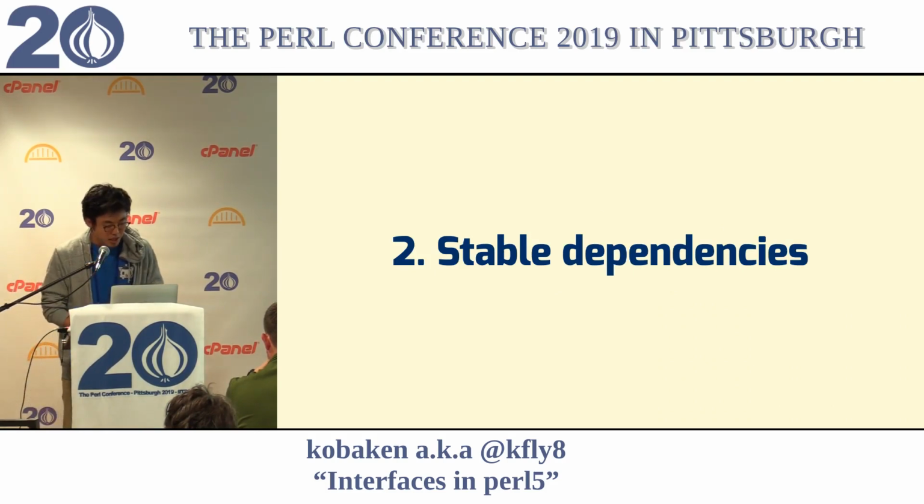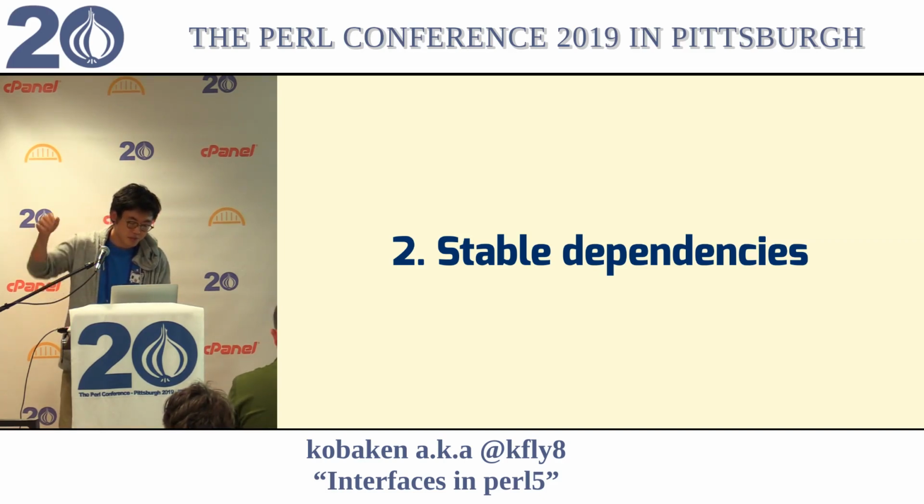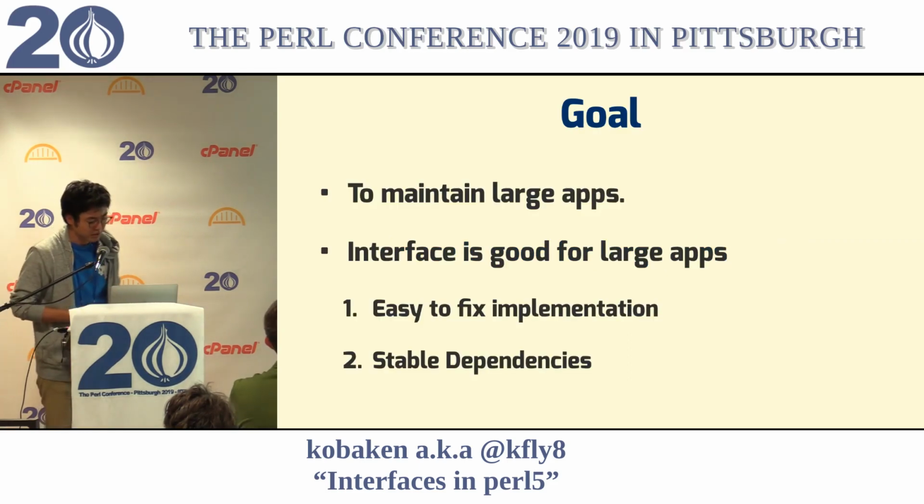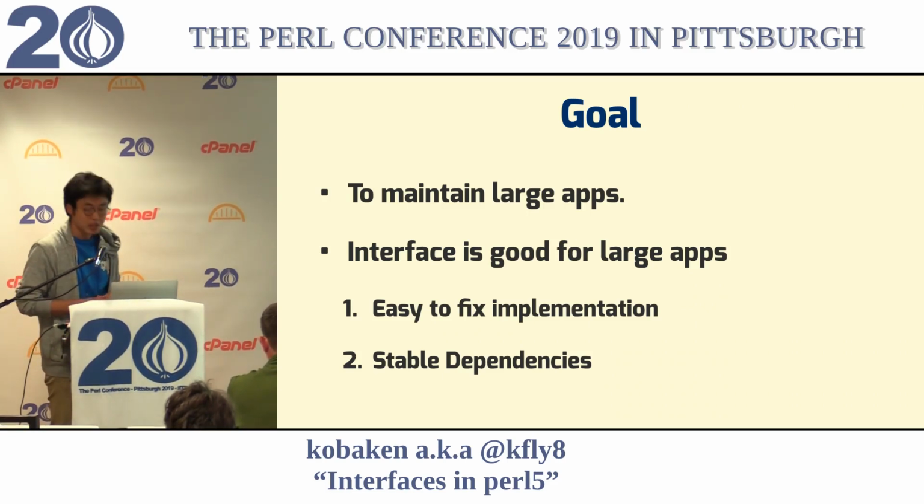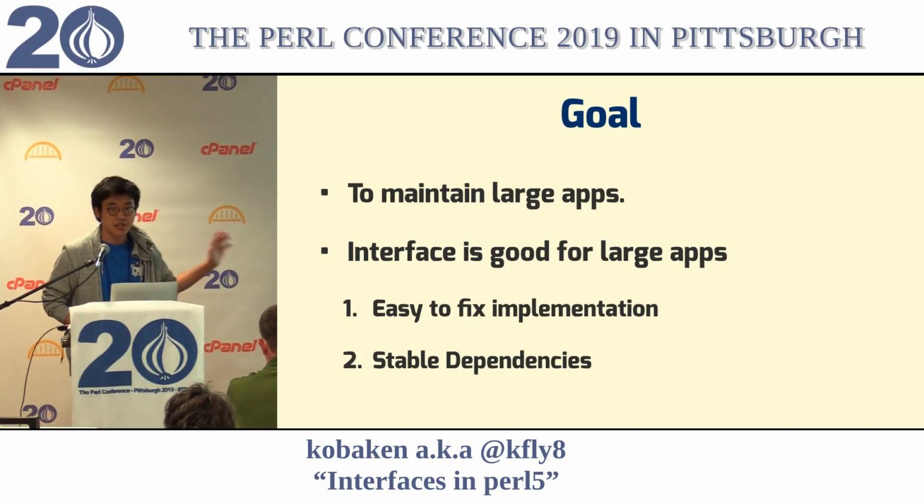Now, second advantage, interfaces make stable dependencies. Stable means less change to the object. Unstable means more change to the object. If an object depends on unstable objects, we will have to check more. In general, implementation is unstable. Then with interfaces, it would be nice if we could depend on stable interfaces. So my goal is to make it easy to maintain large apps, and the interface is good for large apps.